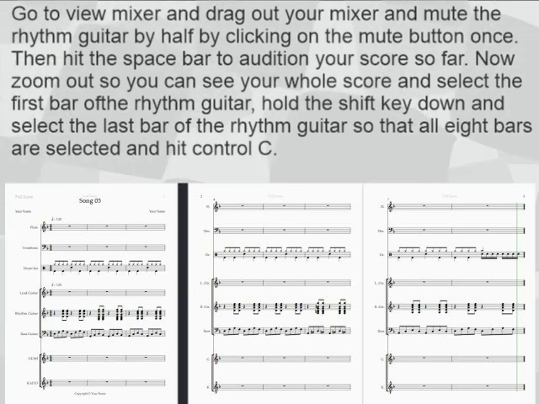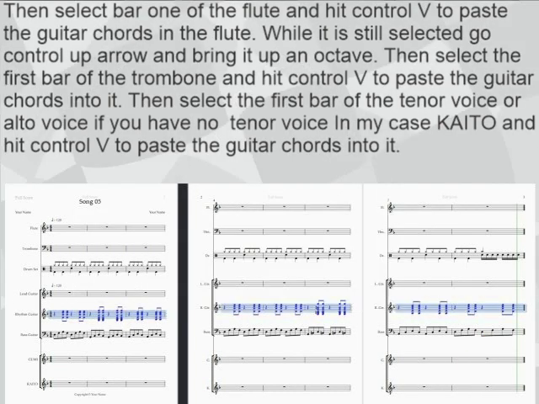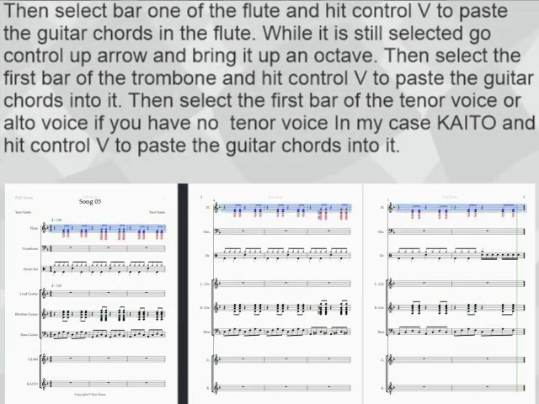Now zoom out so you can see your whole score and select the first bar of the rhythm guitar. Hold the shift key down and select the last bar of the rhythm guitar so that all 8 bars are selected and hit Control C. Then select bar 1 of the flute and hit Control V to paste the guitar chords into the flute.